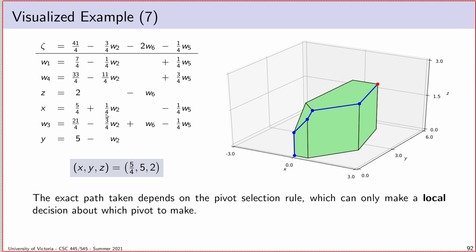I have x, y, and z all in the basis. They all have non-zero values, 5/4, 5, and 2. And if I look at my objective function, it's now 41/4, but there are no positive coefficients. And so I have now reached the optimal solution. It is this vertex here.